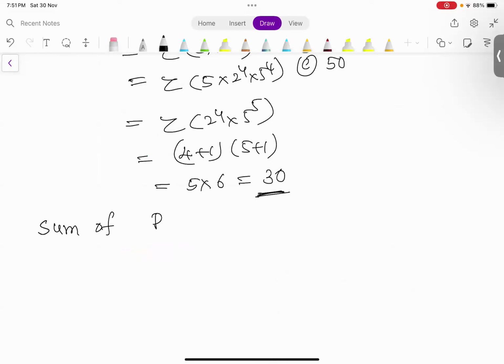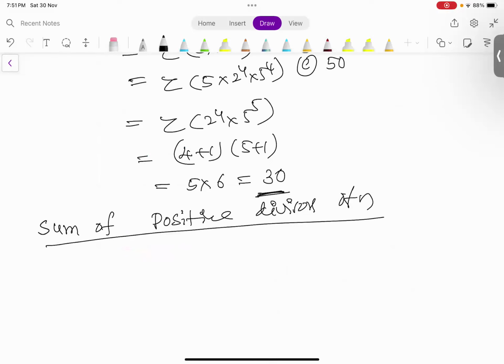Positive divisors of n. The sum of positive divisors of a number n is denoted by sigma of n.